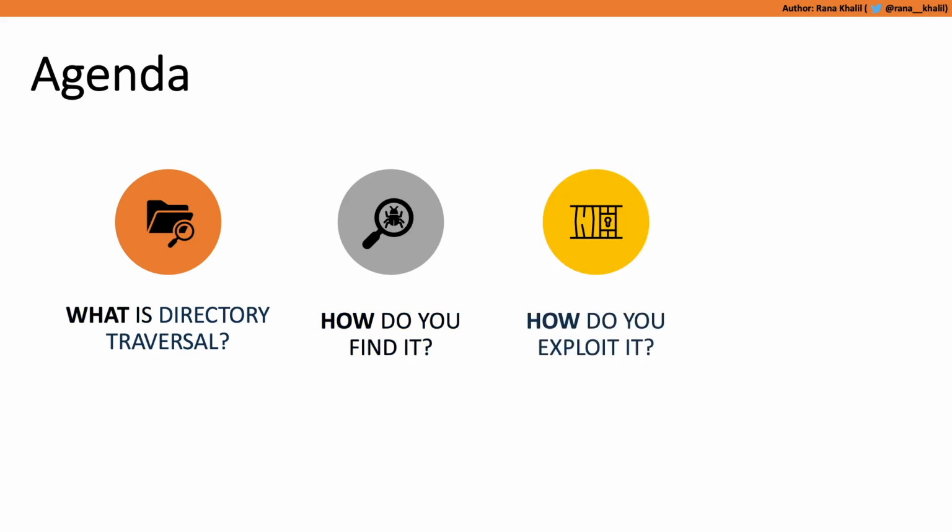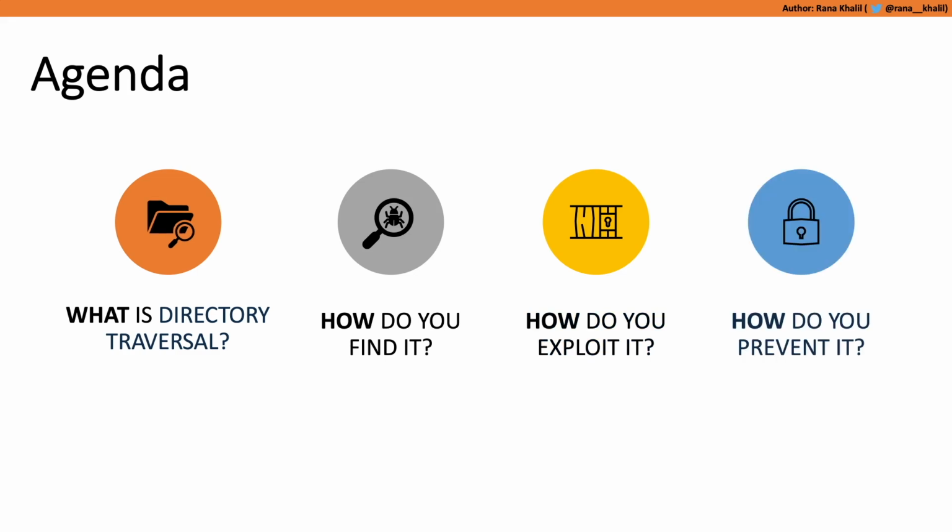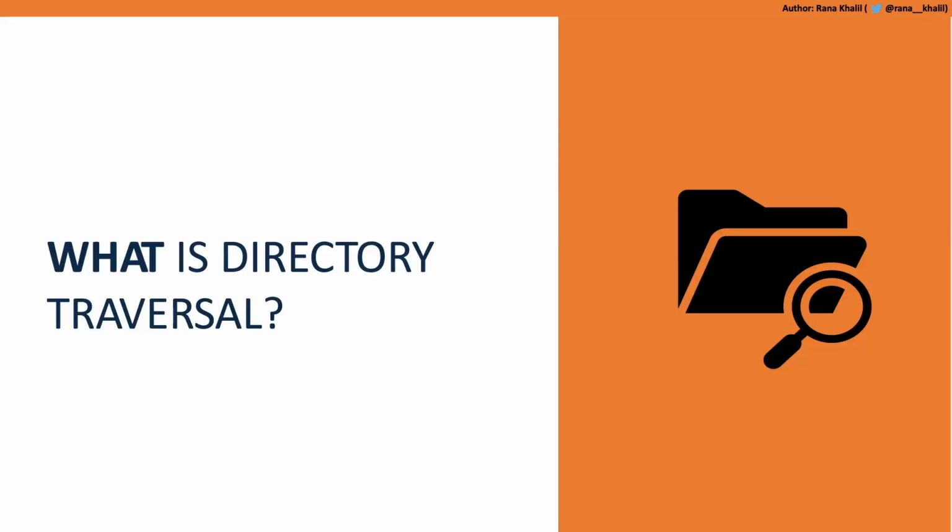Once you've found that the application is vulnerable, how do you exploit the vulnerability to achieve your end goal? Then we'll end the presentation by covering the different techniques that you can use to prevent or mitigate directory traversal vulnerabilities. Okay, let's get started with the first section, which is what is directory traversal?